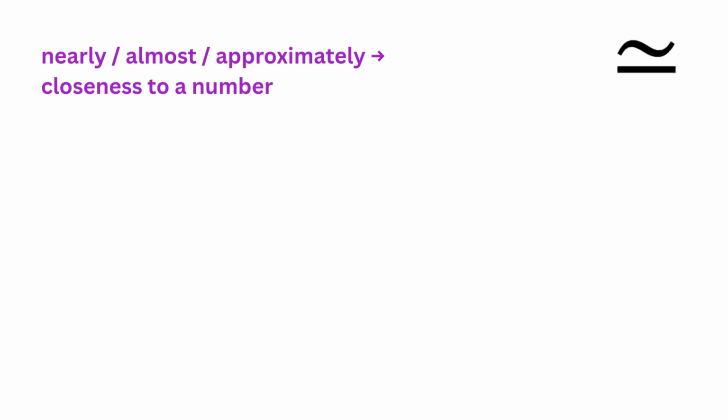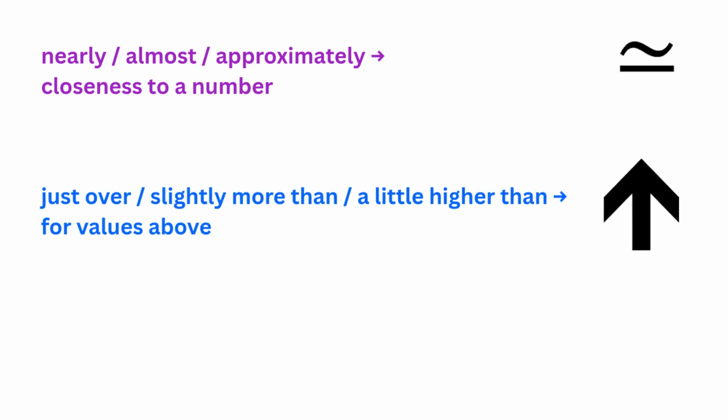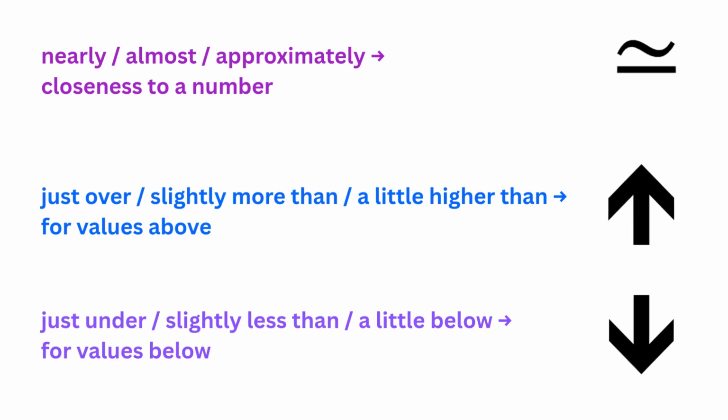You can use words like nearly, almost, and approximately to show closeness to a number. For values above, you can use just over, slightly more than, or a little higher than. And for values below, you can say just under, slightly less than, or a little below.